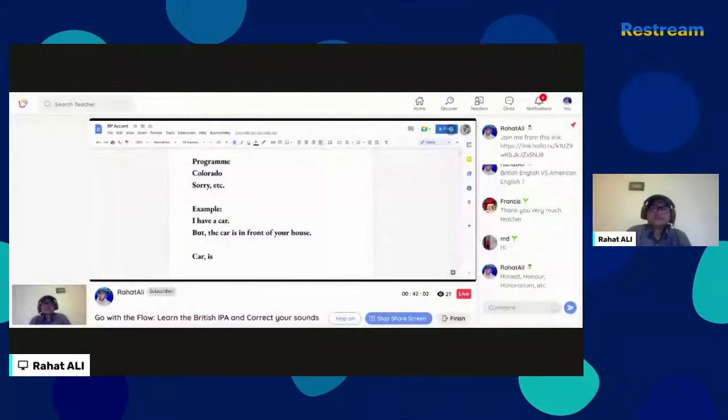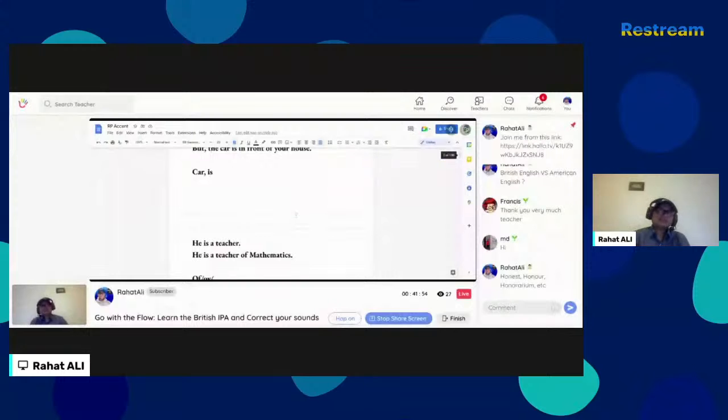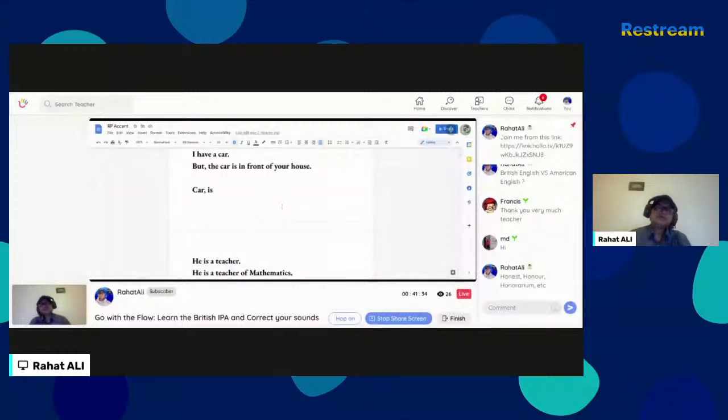Okay guys, so let's move on. The next rule is that he is a teacher. He's a teacher of mathematics. We see in teacher the R is silent. Teacher. In car the R is silent. Because of the vowel sound, the R must be pronounced. The car is in front of your house. He's a teacher. He's a teacher of mathematics.